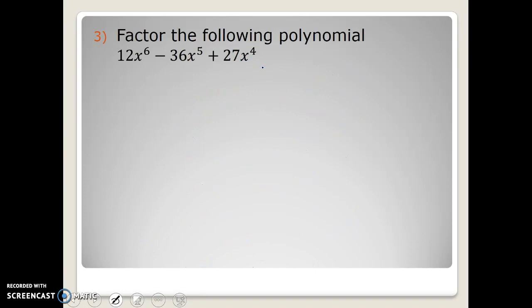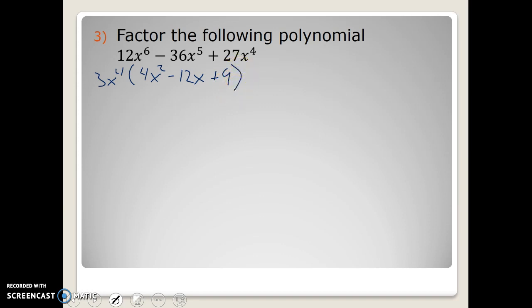We want to factor the following polynomial. And so let's go ahead and start by factoring out the greatest common factor here. Something that goes into 12, 36, and 27. Looks like maybe 3 would be the biggest number. And I can also pull out an x to the fourth. And so 3 times 4 gives me 12, and x to the fourth times x squared gives me x to the second. 3 times negative 12 gives me negative 36, and x to the fourth times x gives me x to the fifth. 3 times 9 gives me 27, and I already have my x to the fourth.